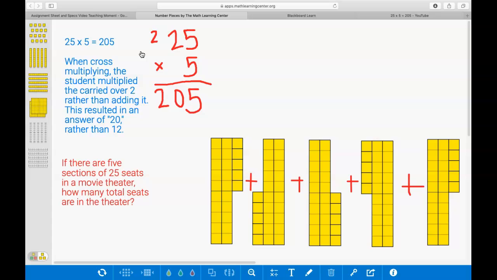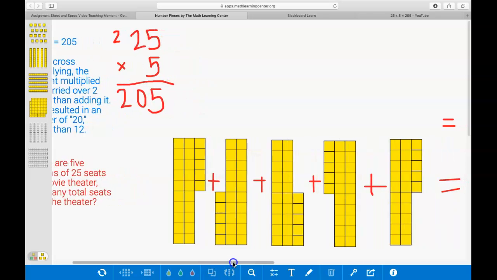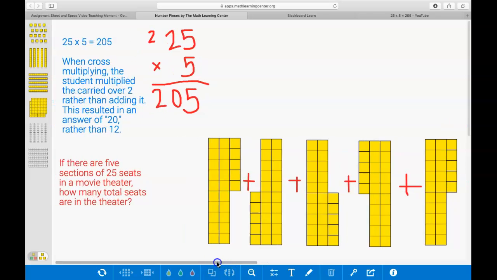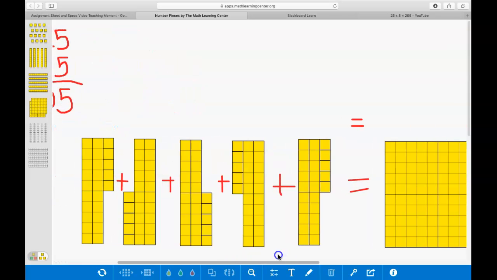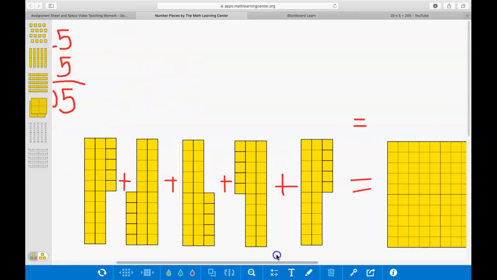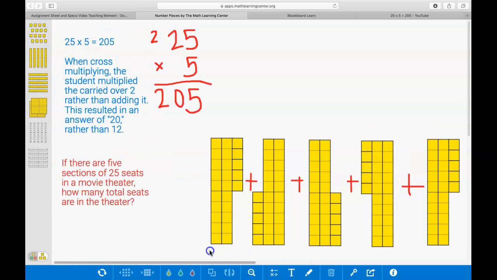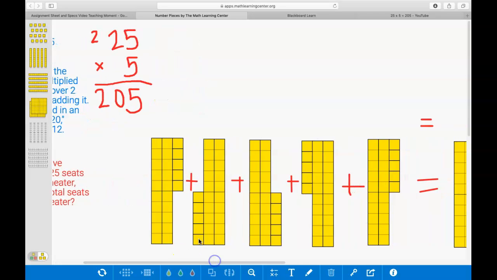And I think that this could be solved by helping the student visually break down what this problem exactly is. So I set up some base 10 blocks down here to help the student understand a little bit better. So I came up with a problem that says, if there are 5 sections of 25 seats in a movie theater, how many total seats are in the theater? So I did 5 groups of 25 seats in each group.